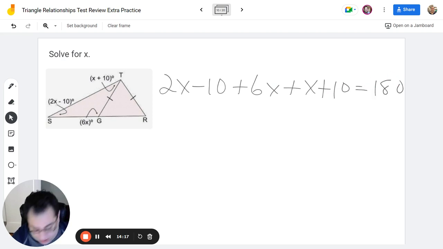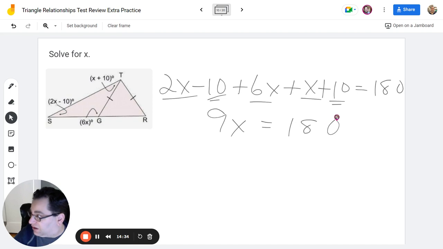So now, combining like terms, 2x and 6x is 8x. 8x plus 1x is 9x. And then we have negative 10 and positive 10 cancel each other out. And this is just going to be equal to 180. Divide both sides by 9, and I get x equal to 20.